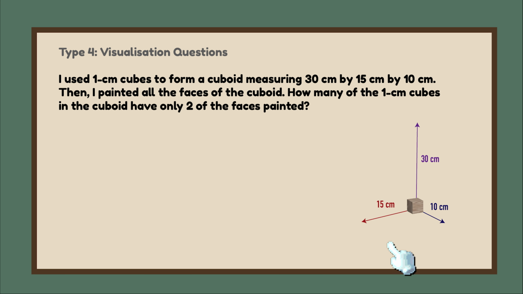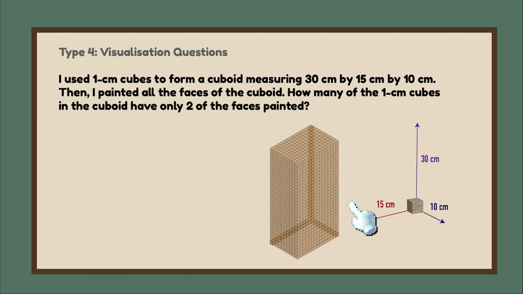Okay, so I use 1 cm cubes to form a cuboid. And then I want to find how many cubes only have 2 faces painted. So what would this cuboid look like? So there will be 10 on this side, 15 on this side, and 30 on this side, right? So then we have a cuboid and we are painting it.